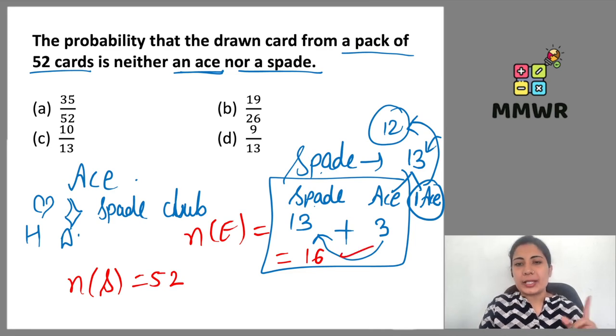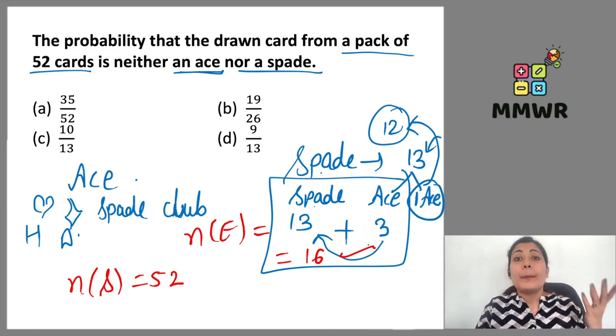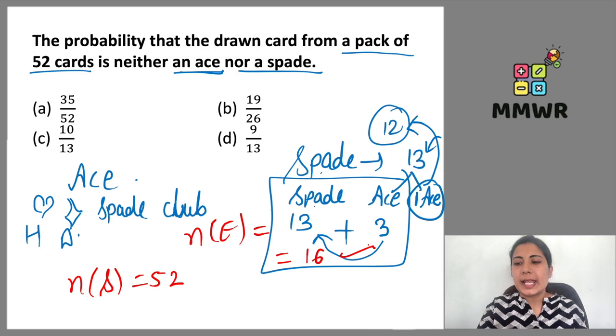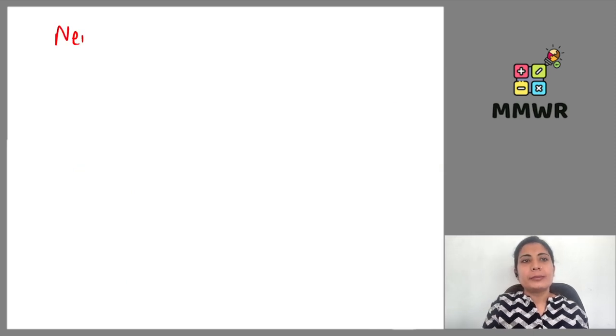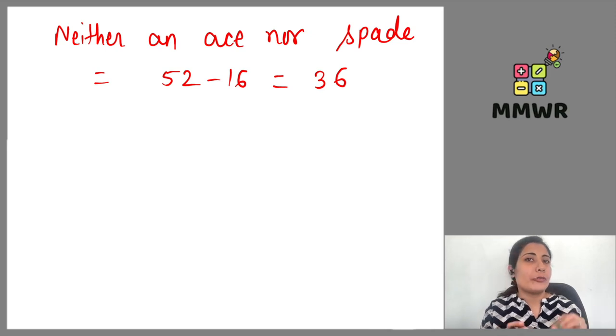So we don't want these. Out of 52, 16 chances are there in which we can get either a spade or an ace card. But we want the chance of neither an ace nor a spade. So spades and aces together, total 16 cards are there. So how many are not those? Out of 52 minus 16, we will be getting 36, right? So 36 chances are there out of 52 in which we will be getting neither an ace nor a spade.